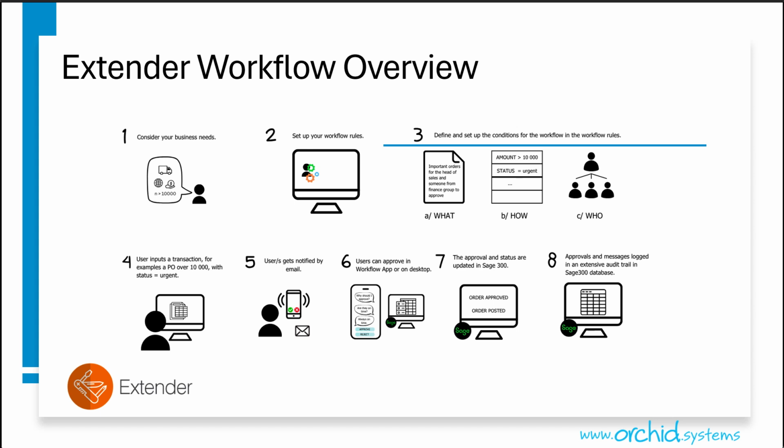Once this is all configured, it runs. So when a user creates a transaction, for example, an urgent PO over $10,000, the approver gets notified by email or in the chat app when you're using Teamwork. Users can then view all the details and approve in the Workflow app or on the Sage 300 desktop. The approval and status are all updated in Sage 300. You have a full audit trail of the approval process.